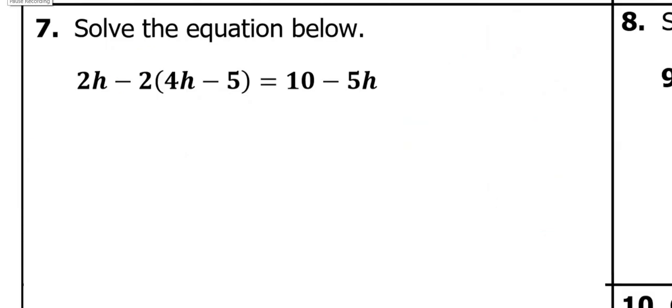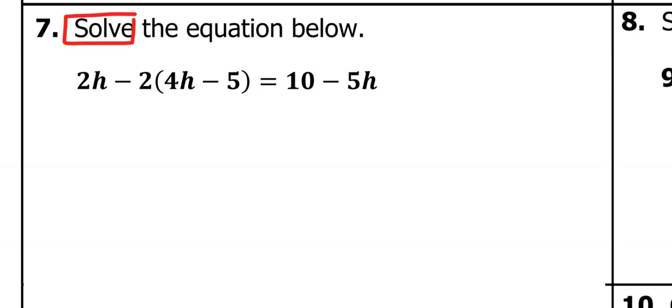Number 7, solve the equation below. So we're solving. Okay, now this looks a lot more complicated because we have negatives, we have several variables on both sides, we have parentheses in there. So let's take a look. 2h minus 2 times (4h minus 5) equals 10 minus 5h.